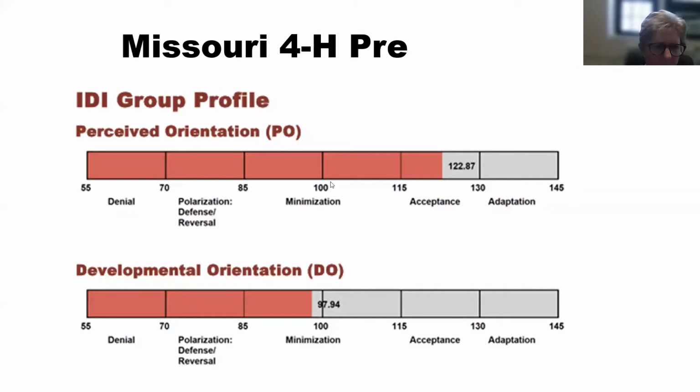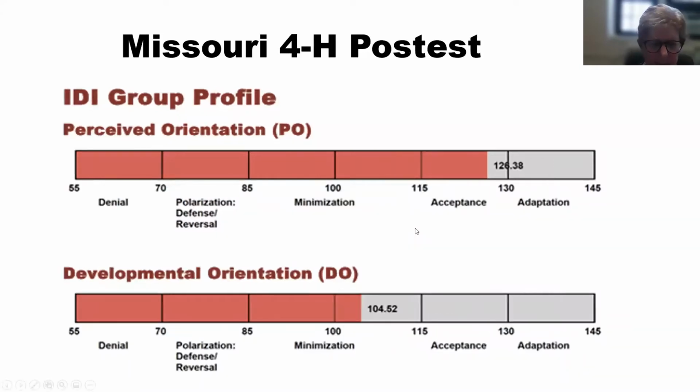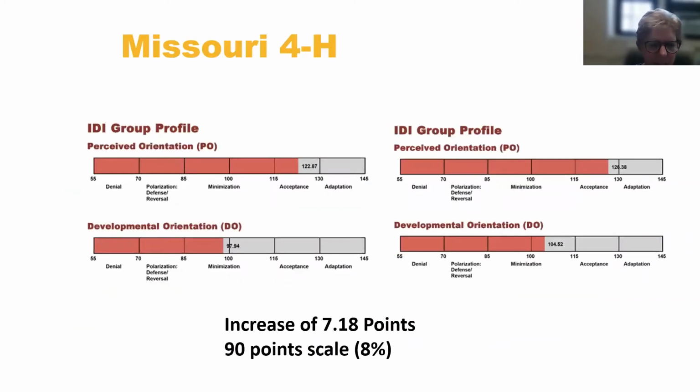The next one. After we did the learning circles, this is what we found. The profile for the mindset is still very high, but we moved the needle. I just want you to see that. If you go to the next one, it's a comparison. If you look at this, we moved 7.18 points on a scale of 90 points.